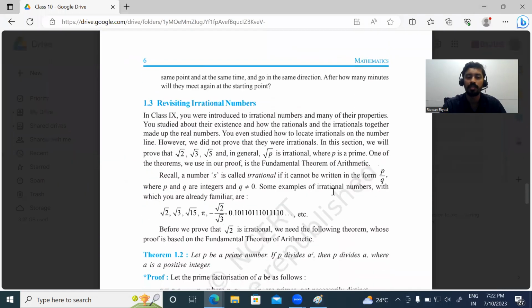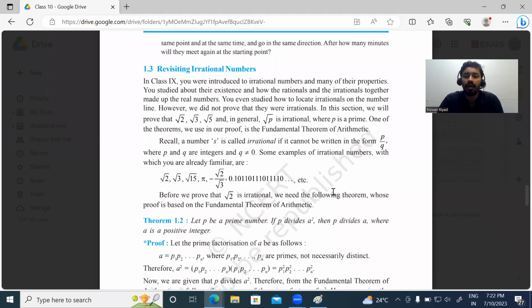Yes, revisiting irrational numbers. Regarding irrational numbers, we have studied them in class 9th. I have given some introduction regarding these numbers in the last video also. You can find it in the description if you didn't see that. Now regarding irrational numbers, we can divide the entire real numbers into two parts.